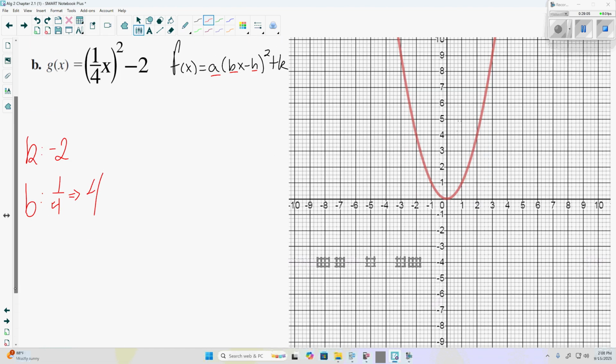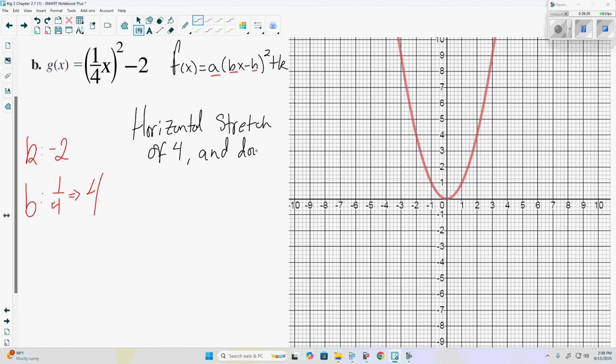So the 4 tells us that we have a horizontal stretch of 4 and down 2. Our minus 2 for K tells us it's moving down 2. Questions on this here? Is how this is going to look if we looked at this here.